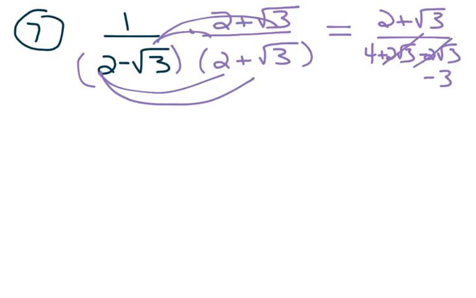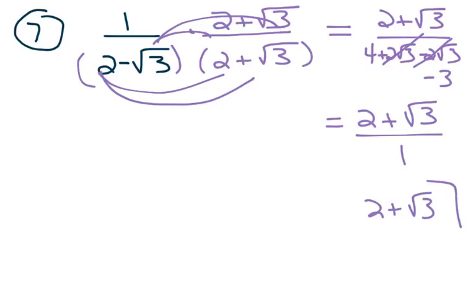So what ends up happening is the middle terms will always cancel. And the radical will go away because when you multiply a radical times itself, it's the same as squaring. So you're left with 4 minus 3 in the denominator, which is 1. So you can either write it over 1, or we usually just write the answer like this.